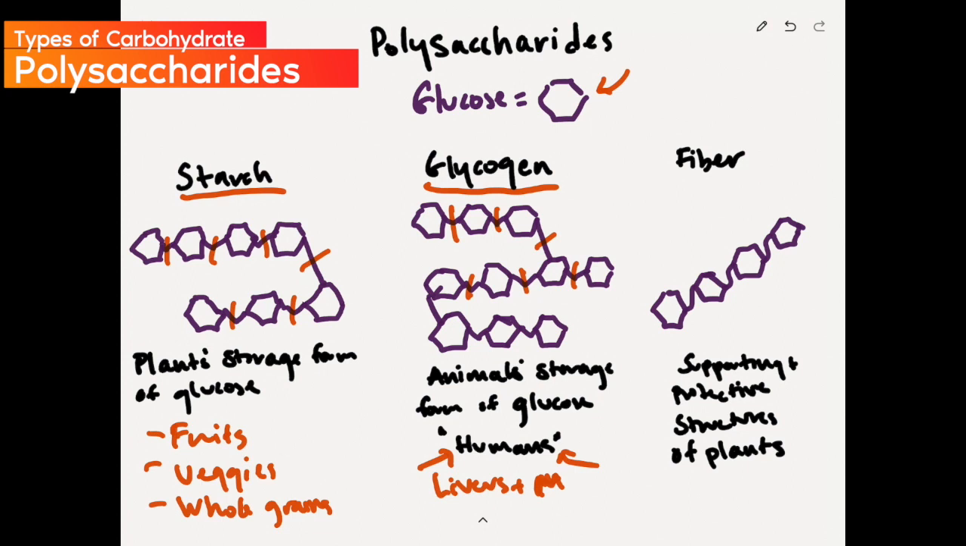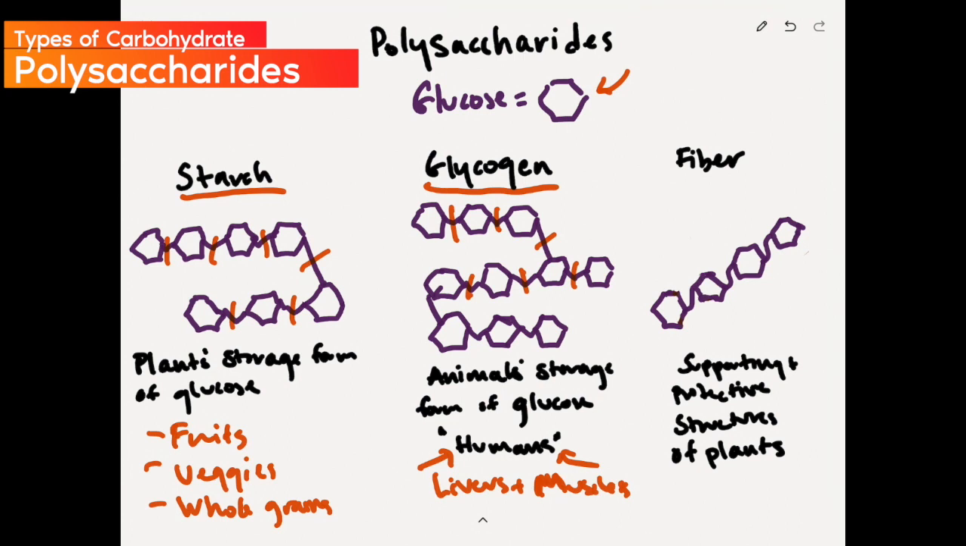Now you might wonder, well, why doesn't meat have a lot of glycogen in it? Meat doesn't have very much glycogen because glycogen will break down really rapidly when meat is slaughtered. And so that's why you're not going to find a lot of carbohydrate or glycogen in meat products like chicken, beef, pork, etc.